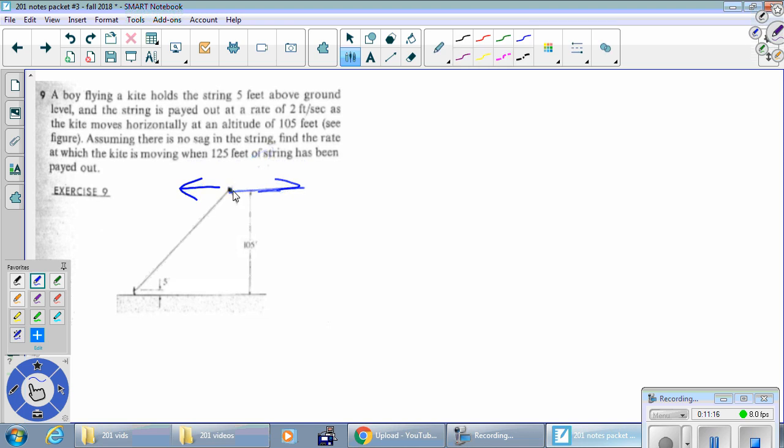So it says that the string is paid out at a rate of 2 feet per second. So that feels like what we want to do is symbolize this distance. How about we give that one a name? I will call it C. And we're going to recognize that the 2 feet per second is a rate of change of C. It is 2 feet per second for dc/dt. Okay, so that's one thing that we know.